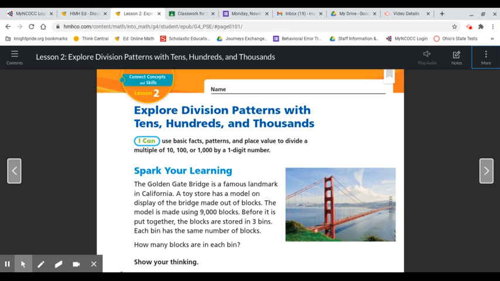Today we're starting lesson 2 on page 81, and you're going to notice a lot of similarities between this lesson and lesson 1. This one is called Explore Division Patterns with Tens, Hundreds, and Thousands. Again, we're going to be working with numbers that are those multiples of 10, and you're going to be able to use what you learned in the multiplication lesson the same way we're going to do in division as well.